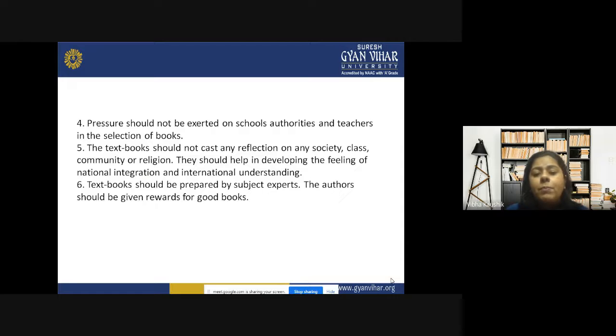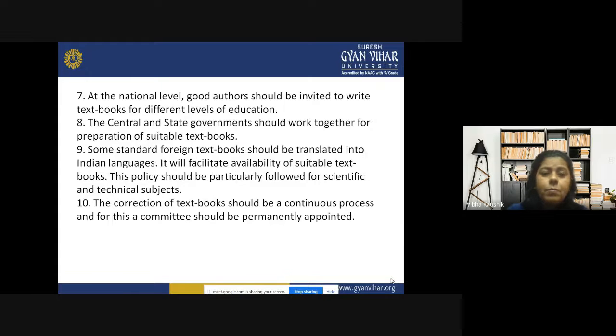The textbook should be prepared by subject experts, means it should be prepared by the experts of that particular area. The authors should be given reward for good books. If these particular books are the best books for that particular subject, then these books should be given some reward. At the national level, good authors should be invited to write textbooks for different levels of education. Means good authors should be invited from all over the country so that they can write the textbooks for different levels of education.